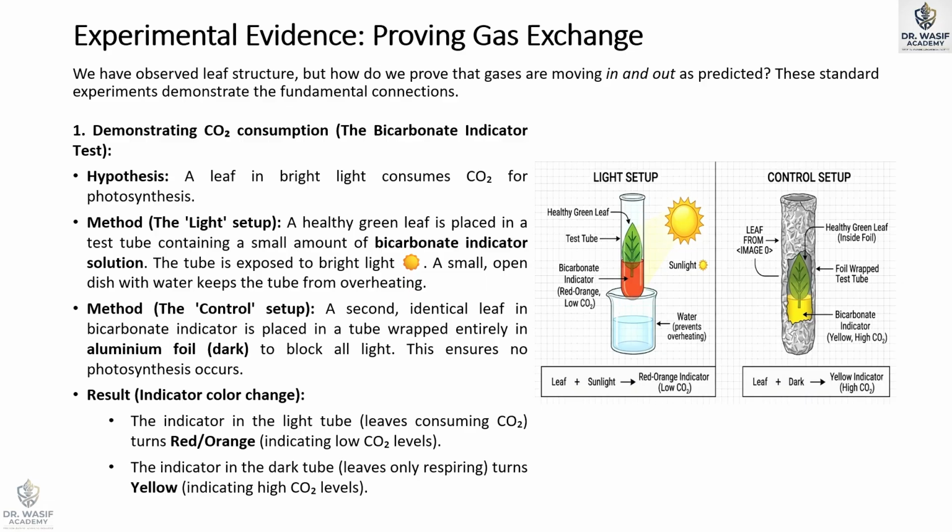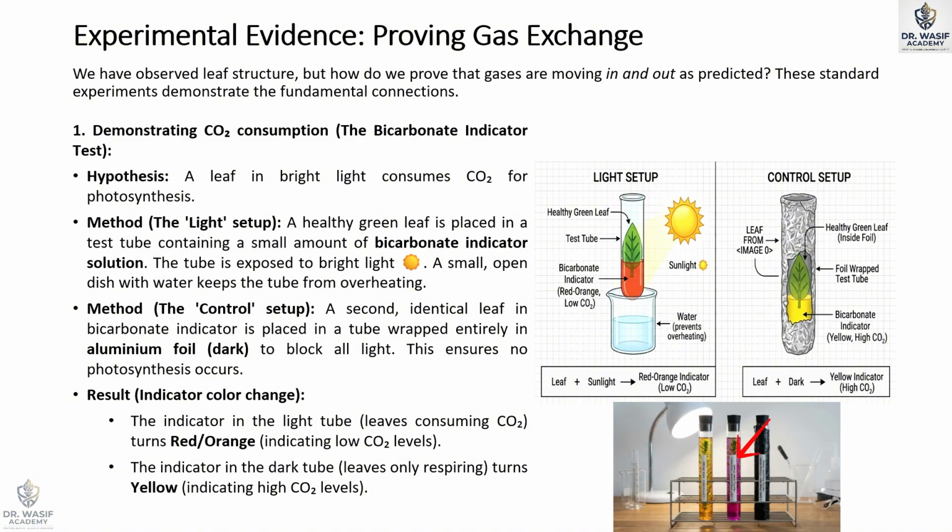This indicator, hydrogen carbonate or bicarbonate, is sensitive to carbon dioxide levels. In normal air, its color is red. If the carbon dioxide level drops, it turns purple. If the carbon dioxide level rises, it turns yellow. It means at a neutral stage it is red, and if the level of carbon dioxide decreases, it turns purple, and if the level of carbon dioxide increases, it turns yellow.